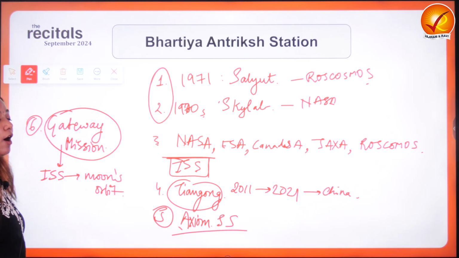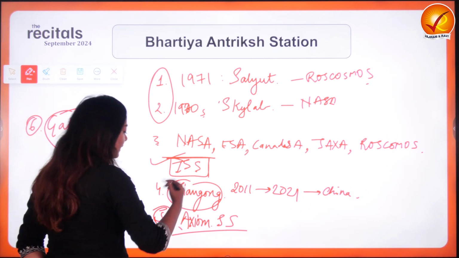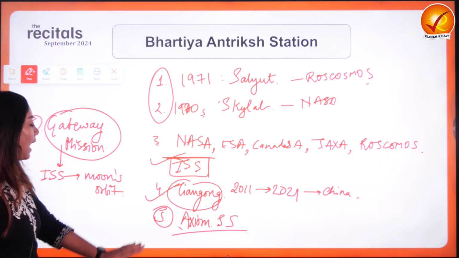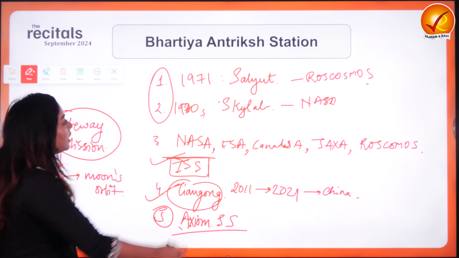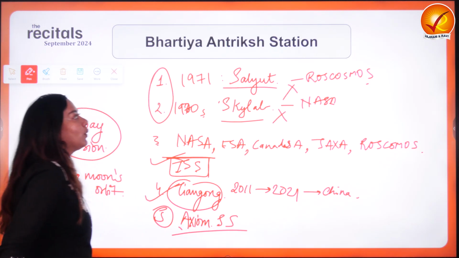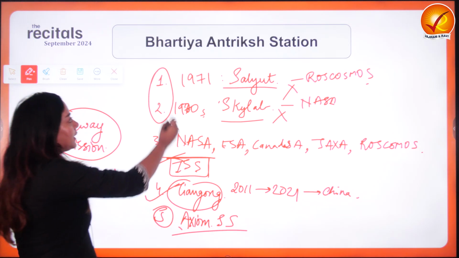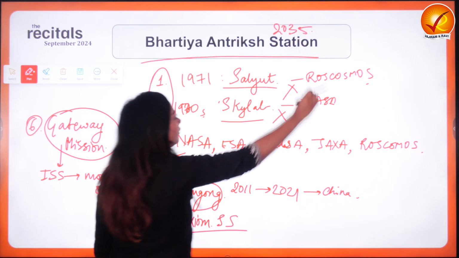Now please remember, how many of them are functional as of now? Only 2. ISS and Tiangong are functional right now. Axiom and Gateway will be operational sometime in the future, and these 2, the Salyut and the Skylab, are not operational. Okay, and now we are going to come up with the Bharatiya Space Station, God willing, by 2035.